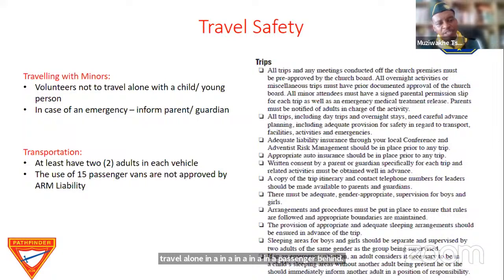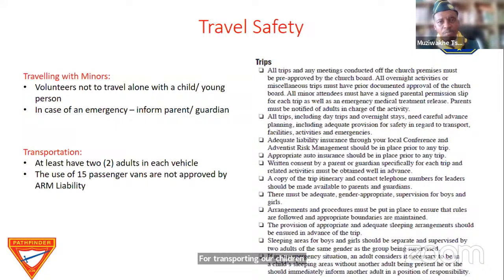And then the other important point is that the use of 15-seater or 15-passenger vans is not approved by ARM liability. And what does this mean? There are certain panel vans that are converted to become passenger transports. These are deemed unfit for transporting our children.